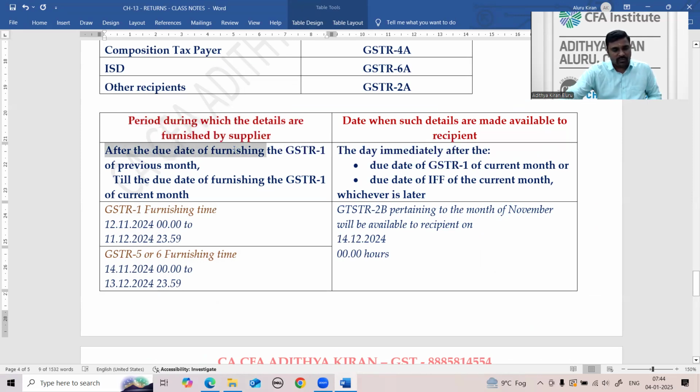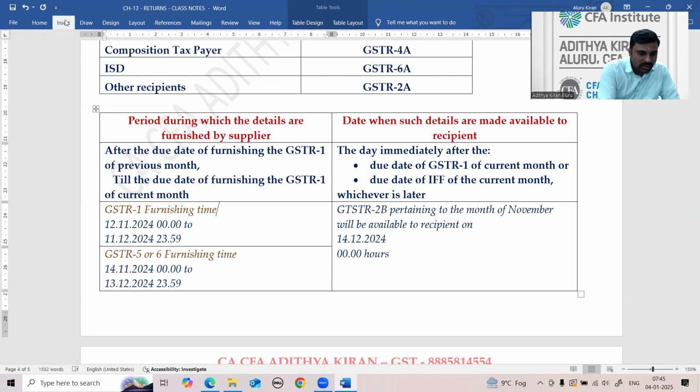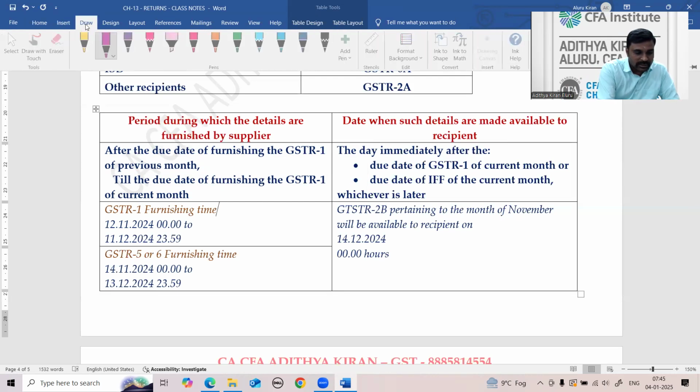After the due date of furnishing the GSTR 1 of the previous month till the due date of furnishing the GSTR 1 of the current month. That is, the due date is 11th, after the due date. So this is the previous month.